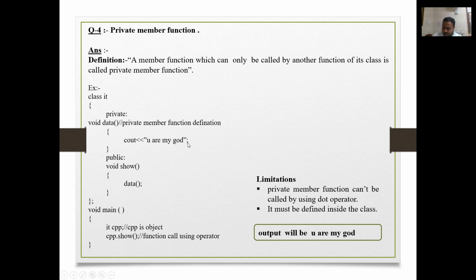See out, you are my god. Again in public, void show, and data is being called here. Okay, you have to put one debugger if you are using Code::Blocks, otherwise you just press F7 so you can interpret your program. Again I am repeating that in each and every ppt.